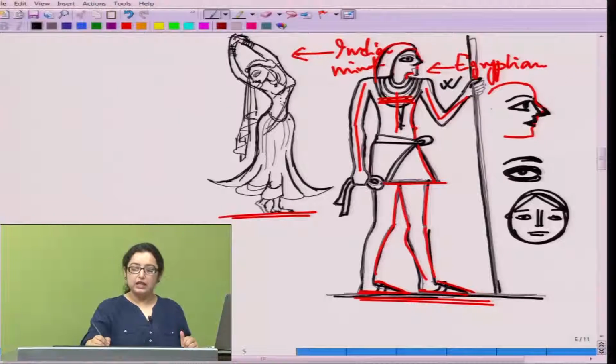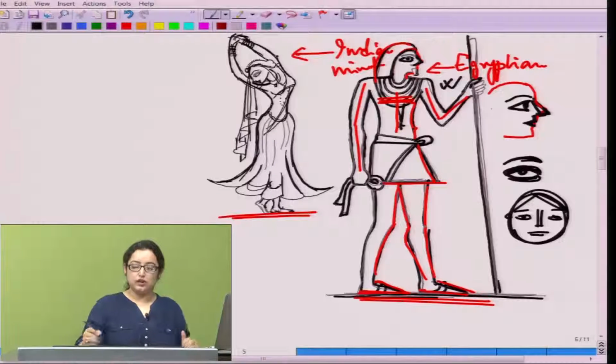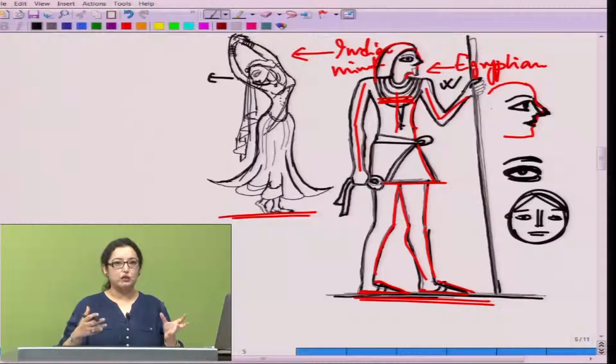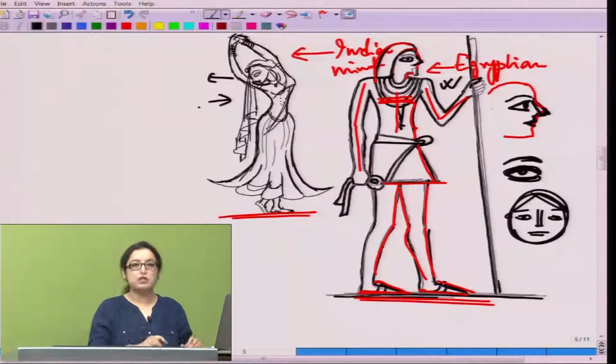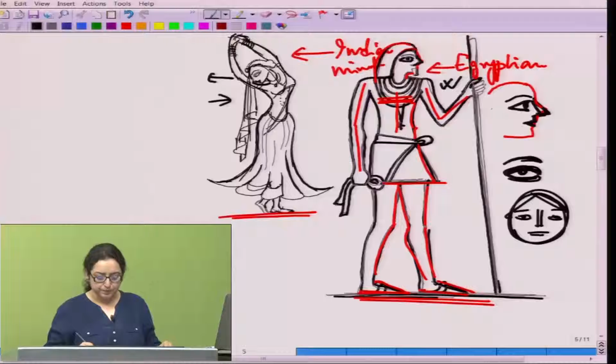So, we do not really find it very odd when we see that this lady, the dancer, is looking sideways, and a human being cannot twist the head that way. So, these are certain things which are beyond naturalism, beyond reality, but they are equally interesting.